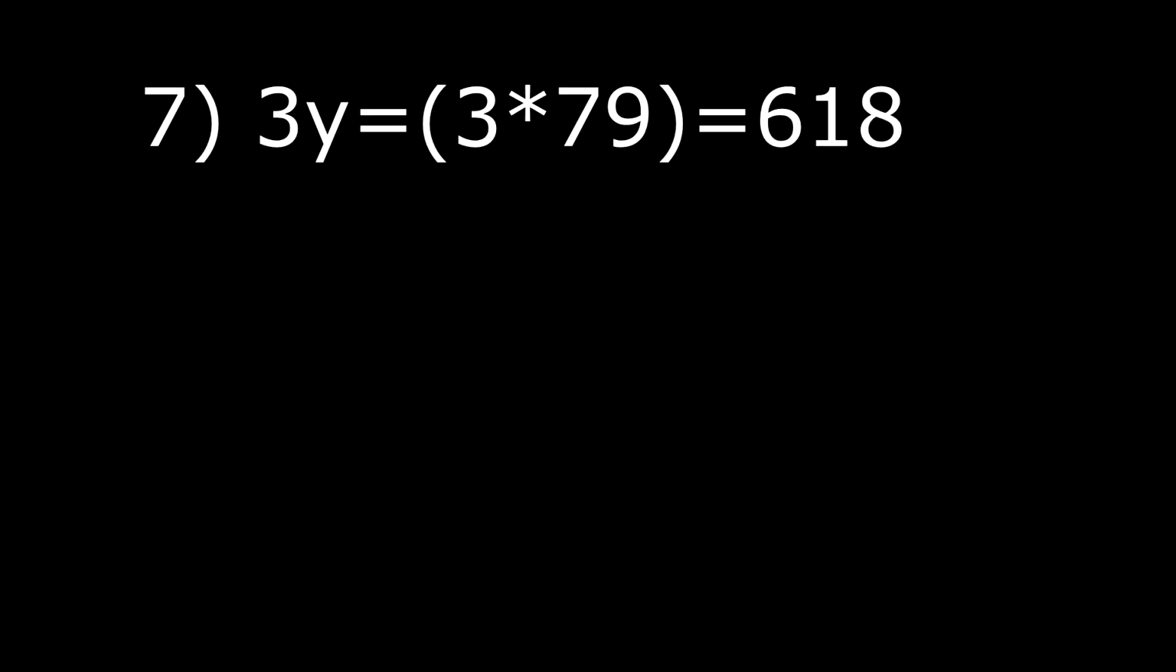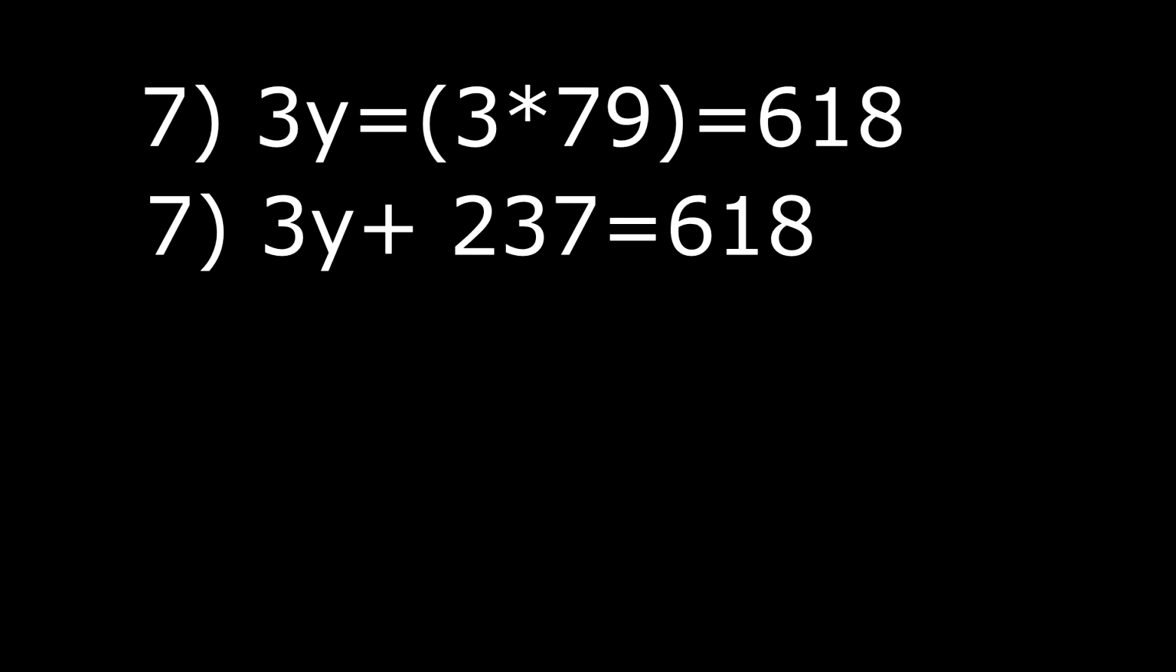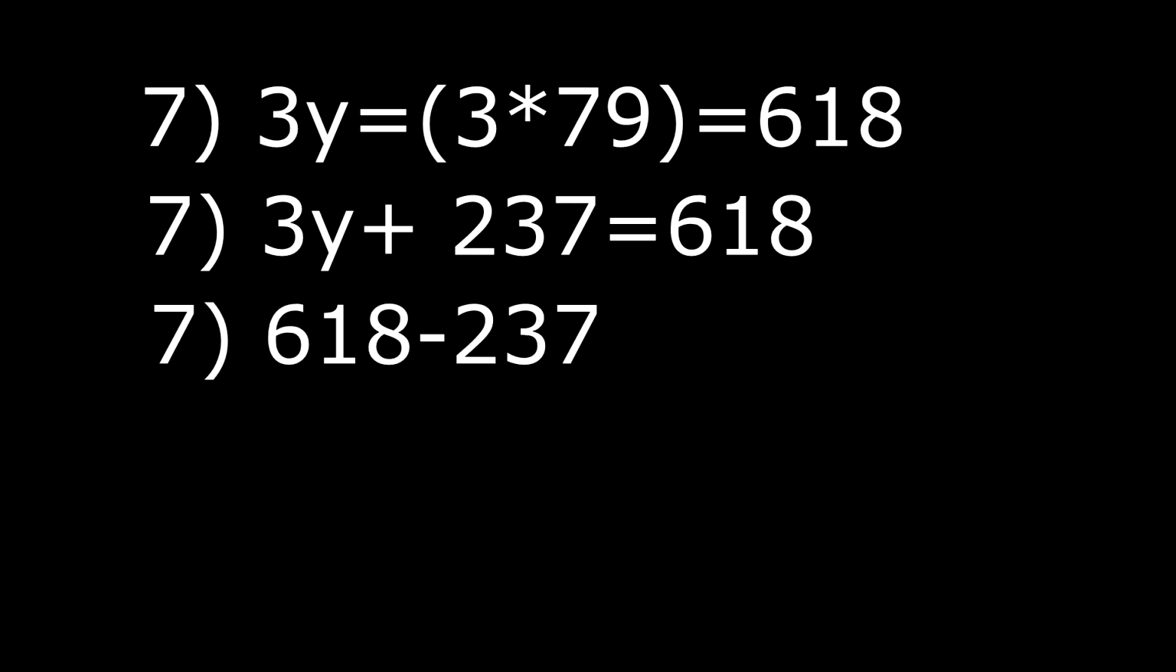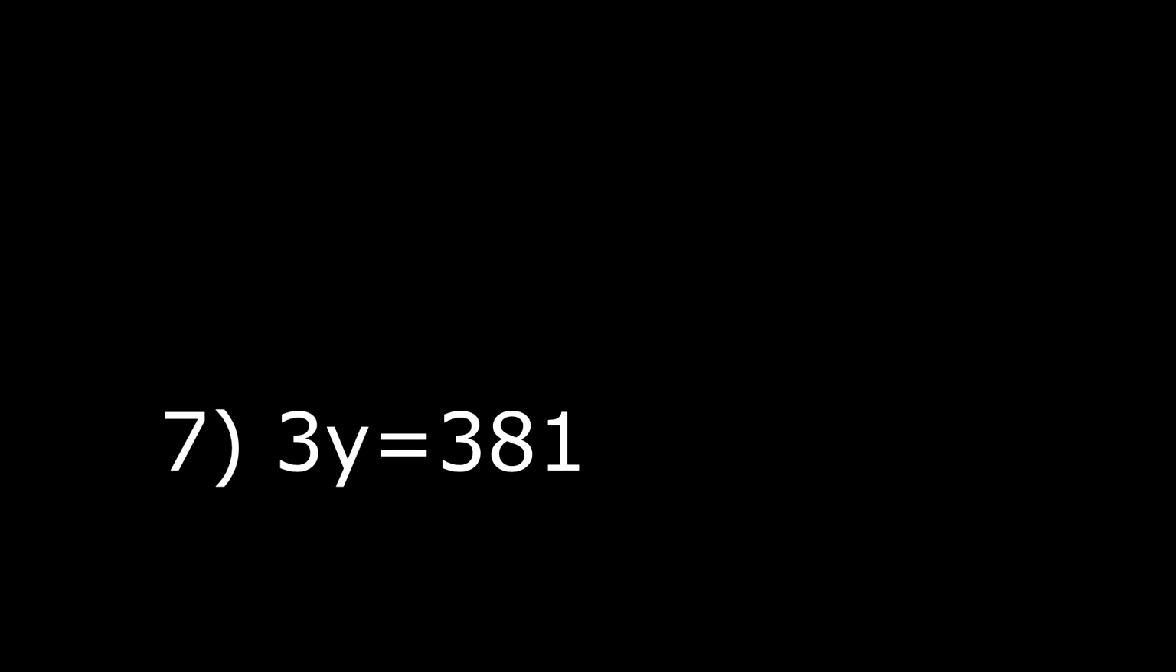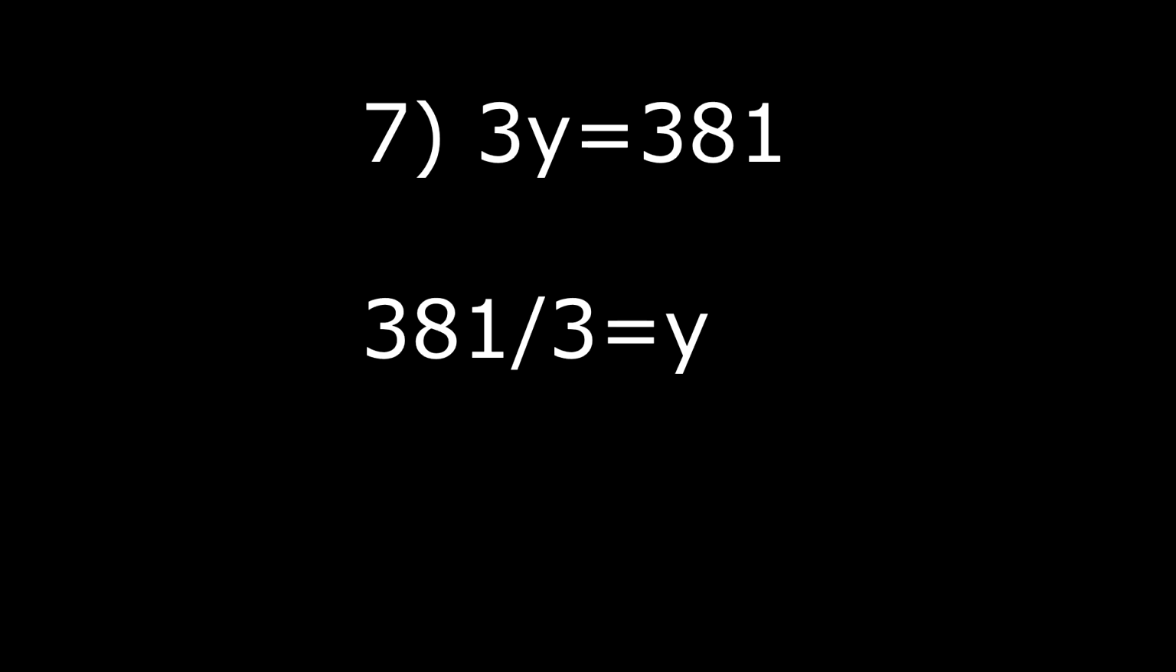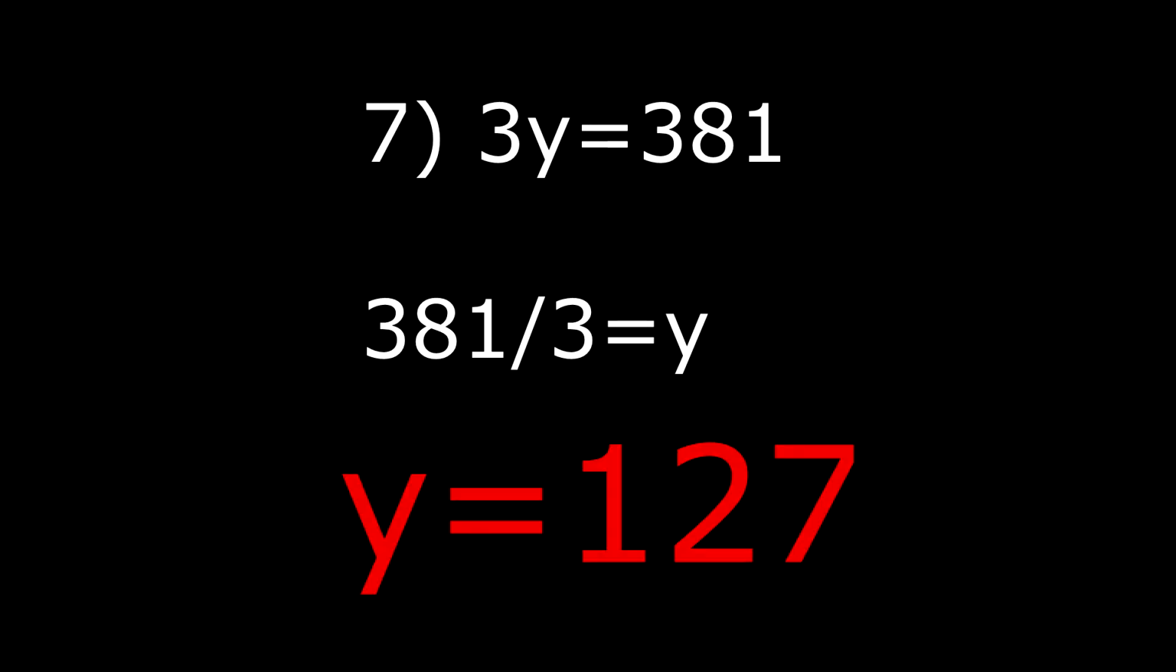Now we can work out what the y variable is. Take equation 7 and substitute the z variable in. Then you want to minus the value of z from both sides of the equation to leave 3y equals 381. You then divide this value by the coefficient of y and you get y equals 127.